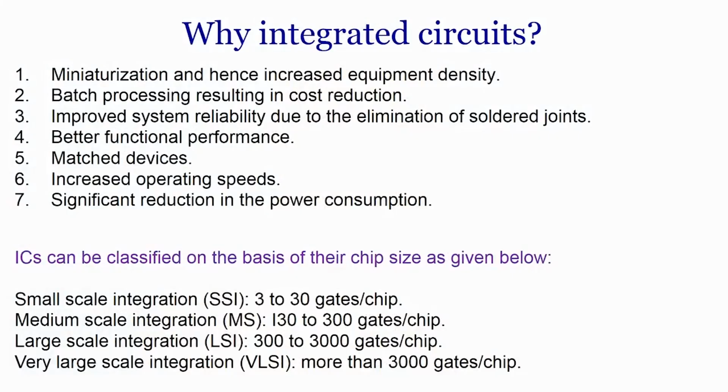Now, what is the second advantage of using IC technology? The second advantage is batch processing resulting in cost reduction. What does that mean? If I fabricate one resistor, and I will show you in detail how you can fabricate a resistor, how you can fabricate a heater, how you can fabricate a MOSFET, and what technologies are used behind fabricating these devices.